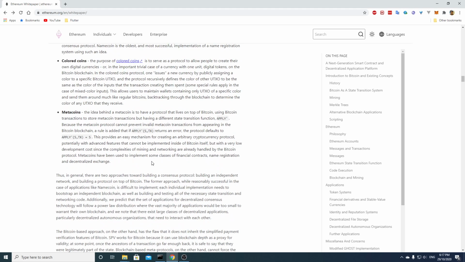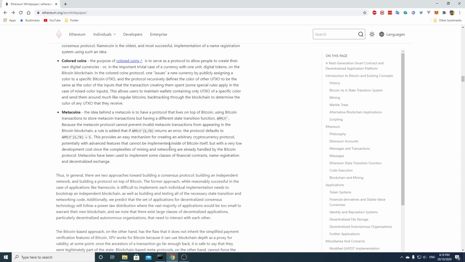Okay, meta coins now. The idea behind a meta coin is to have a protocol that lives on top of Bitcoin, using Bitcoin transactions to store meta coin transactions, but having a different state transition function, apply prime, apply. Because the meta coin protocol cannot prevent invalid meta coin transactions from appearing in the Bitcoin blockchain, a rule is added that if apply returns an error, the protocol defaults to no operation. So apply doesn't do anything.